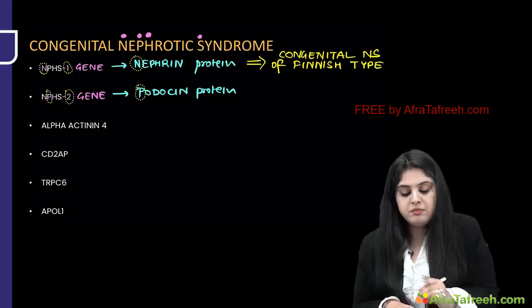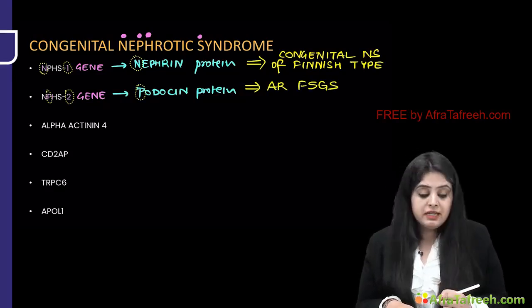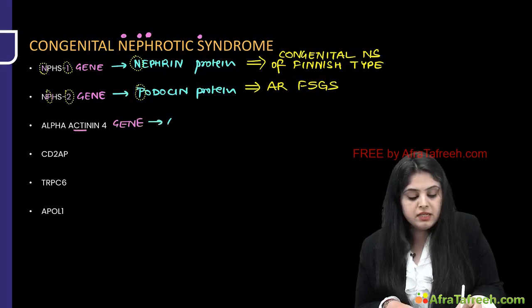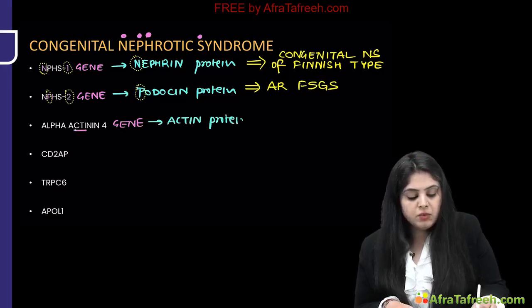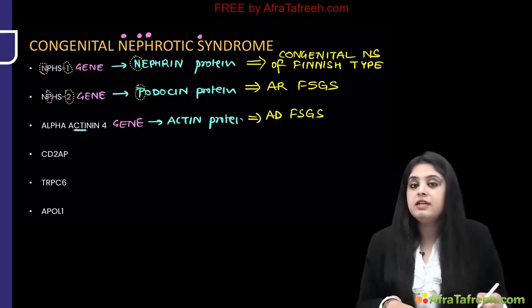When there's a problem in NPHS2, it causes autosomal recessive type of FSGS. Now comes something called alpha-actinin 4. The name is only telling me that this gene is going to code for actin, the actin proteins. What does this cause? This causes autosomal dominant type of FSGS. We are writing it down.